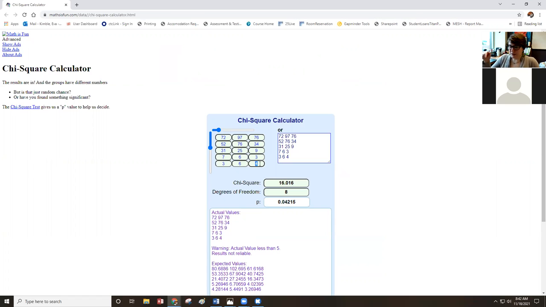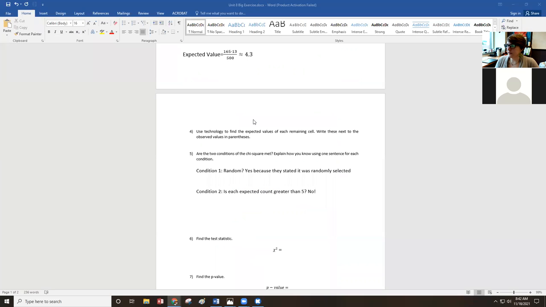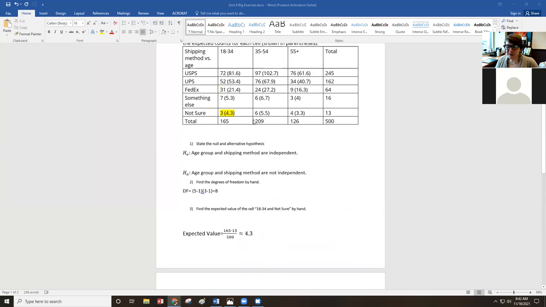After you enter those all in and you hit enter, you'll get this slew of expected values right down here. Again, remember, we don't want to include the total rows and columns on this. So I took those expected values and I rounded them just to the first decimal place. Be careful when you're doing the homework. Pay attention to what decimal the homework wants it at.